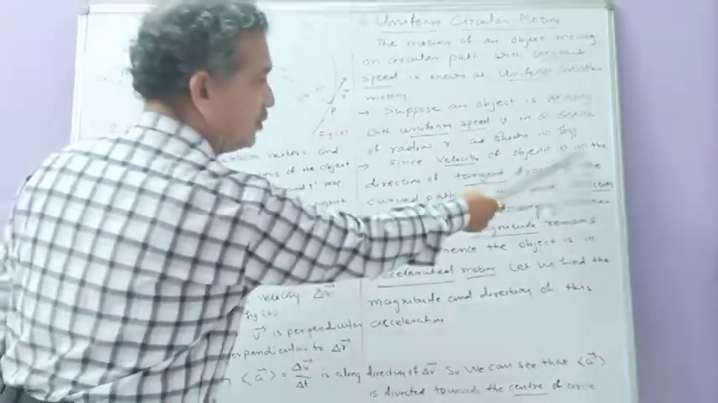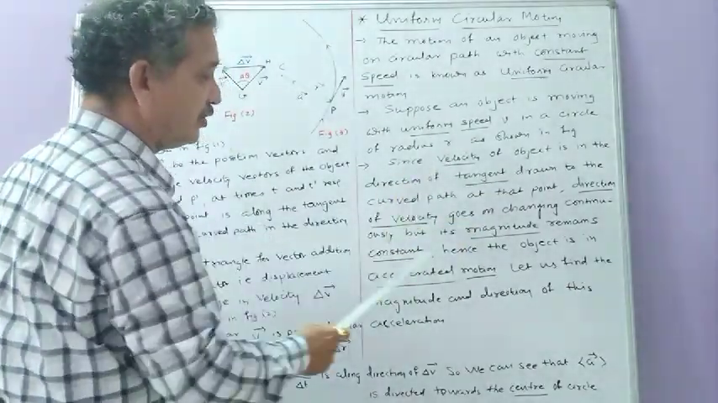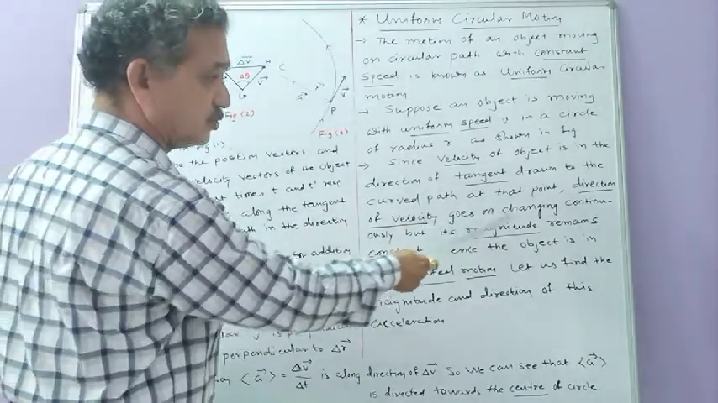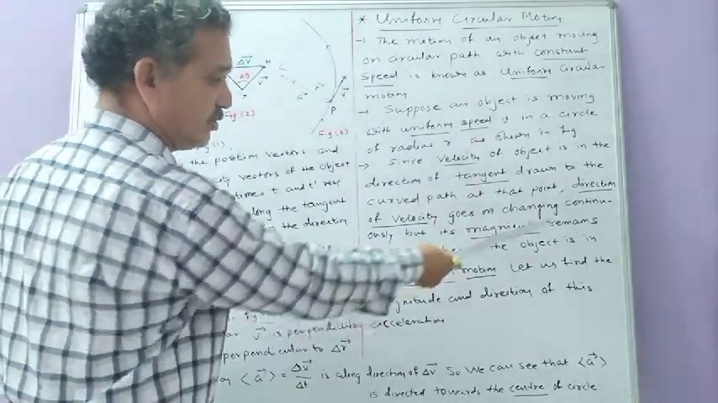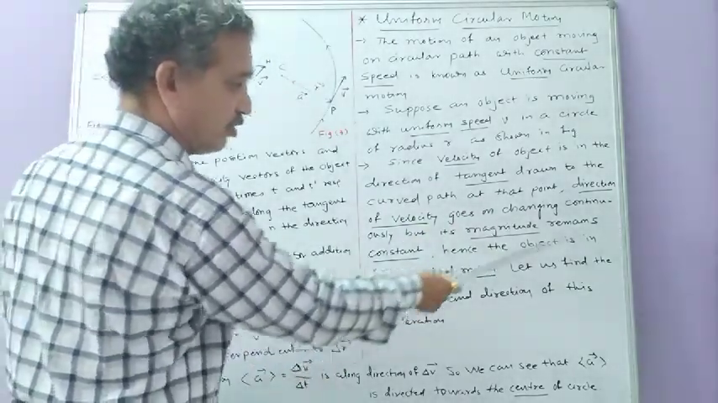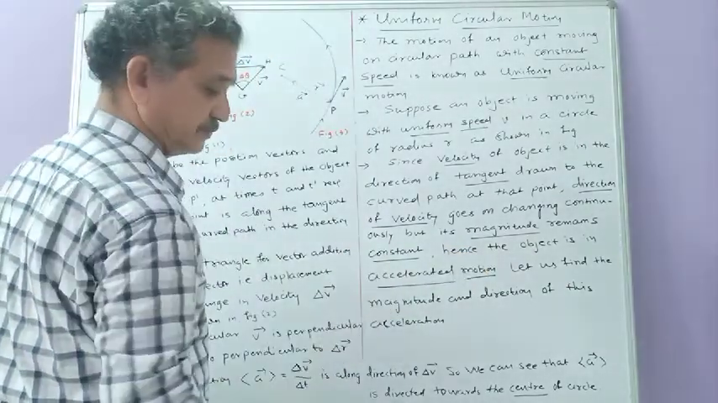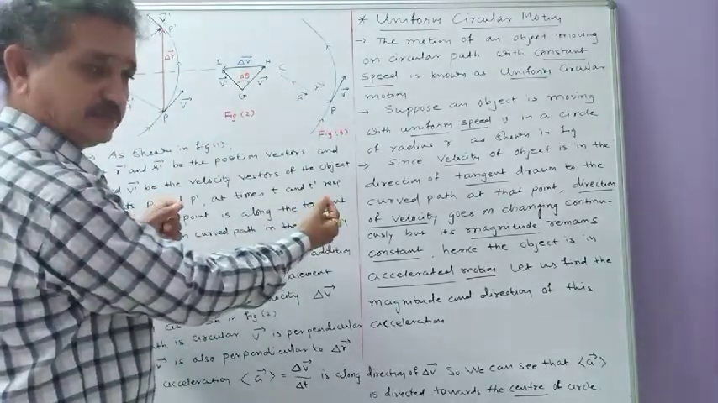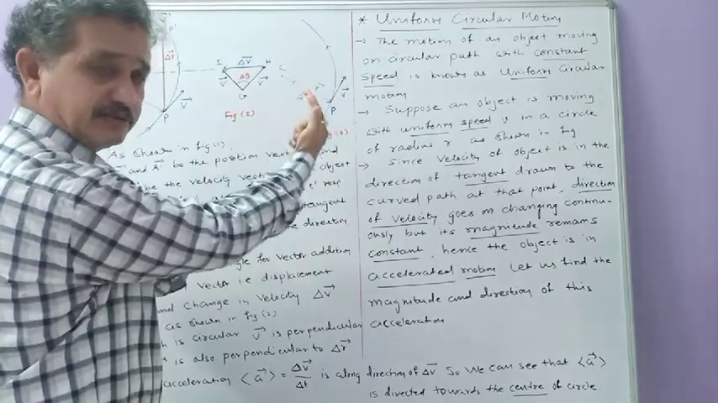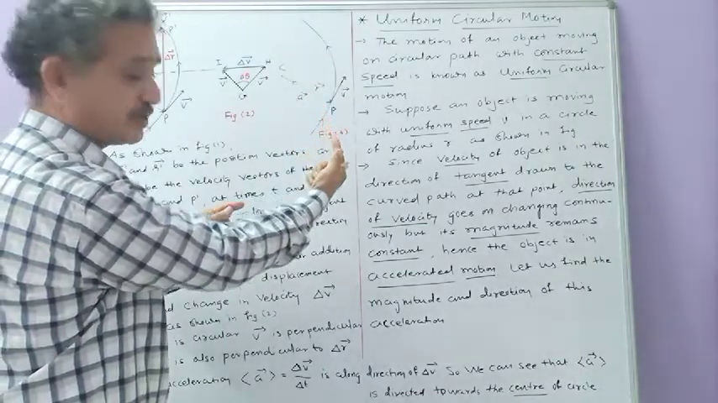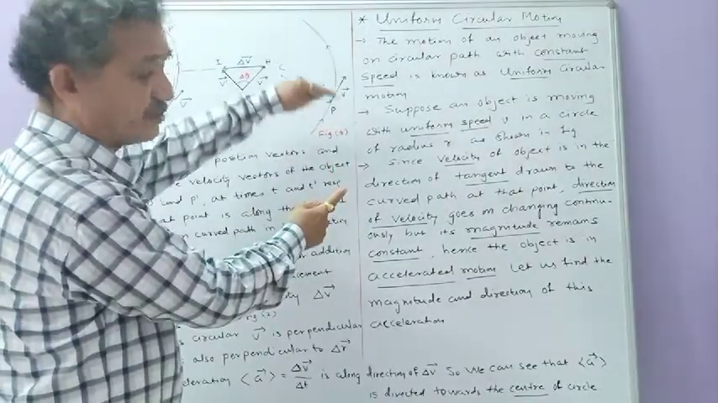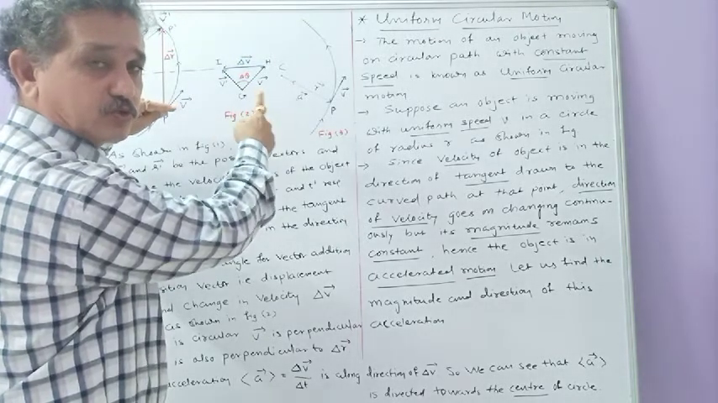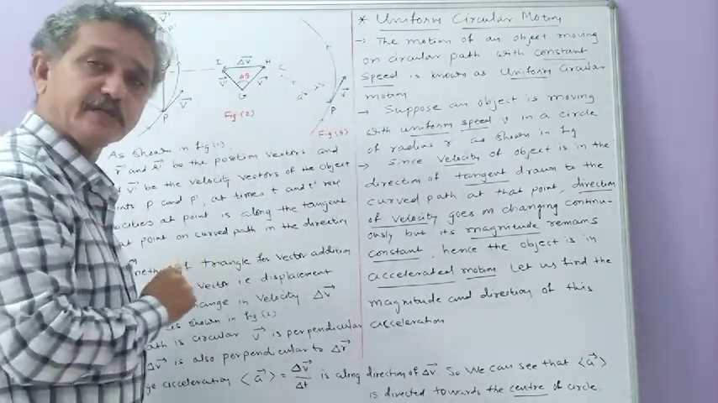Since the velocity of the object is in the direction of the tangent drawn to the curved path at that point, the direction of velocity continuously goes on changing, but its magnitude remains constant, and hence the object is in accelerated motion. We know very well, in the case of a circular path, at every point of the path, in the direction of the tangent there will be the direction of linear velocity. If the particle is here, along the direction of tangent, linear velocity. The particle comes here, along the direction of tangent, the linear velocity. So the direction of linear velocity continuously goes on changing in circular path.